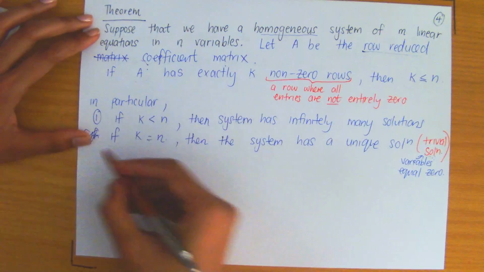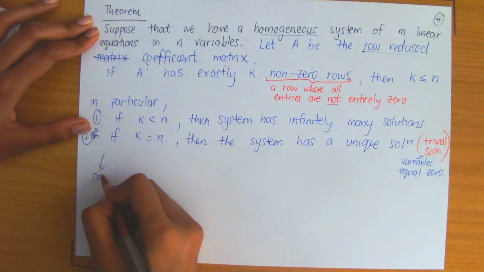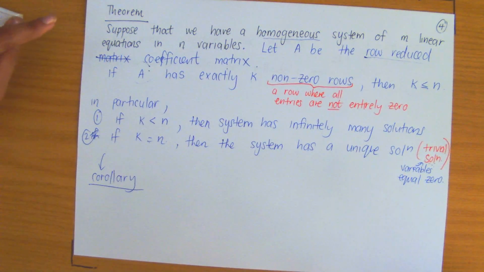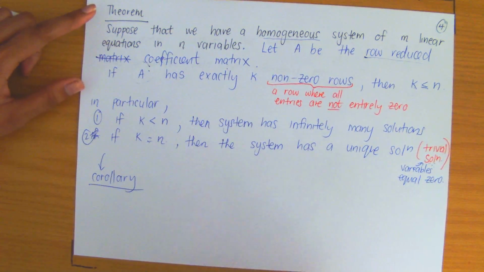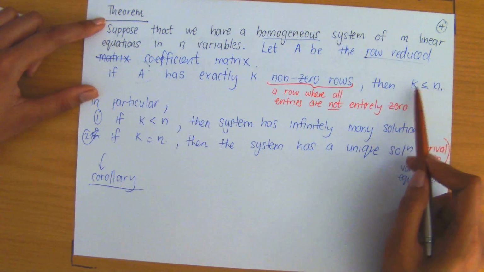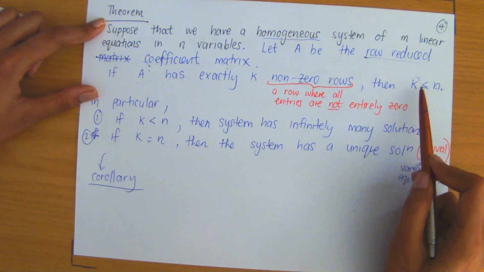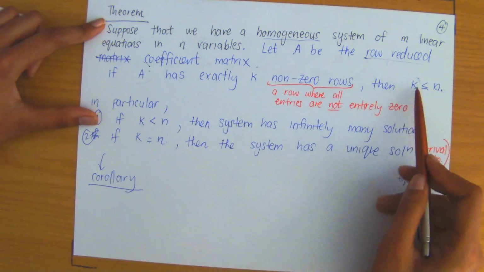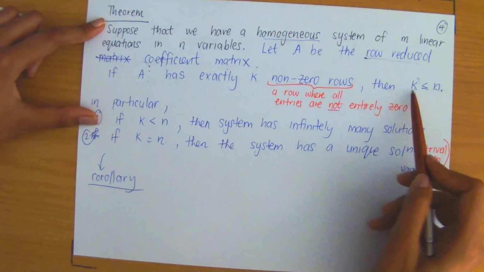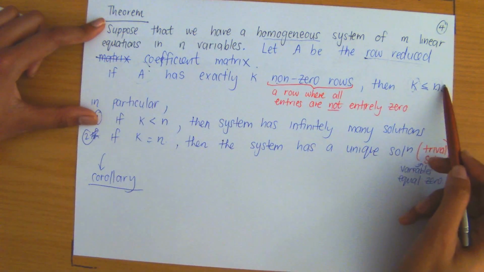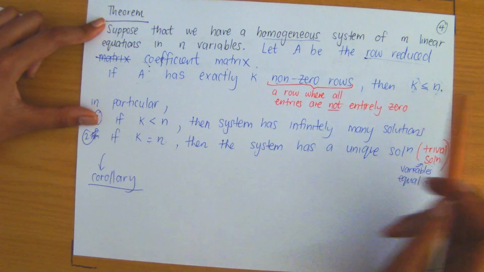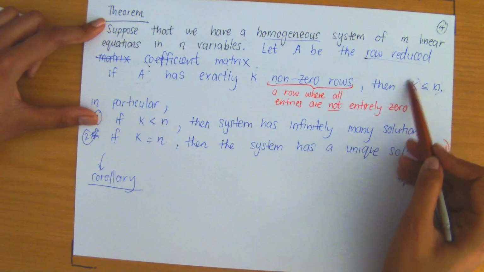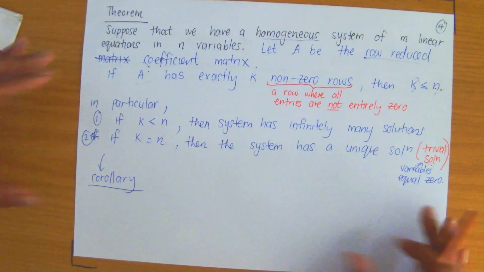And following from this theorem, we now have a corollary. Firstly, before I tell you what the corollary says, keep in mind what k and n represent. k is a number that is giving you information about the number of rows in matrix A, because k represents the number of non-zero rows. So this is telling you something about the rows. And n is a number that is giving you information about the number of columns, because it represents the number of variables in your system. So this represents rows and this represents columns. So it's good to keep that in mind.